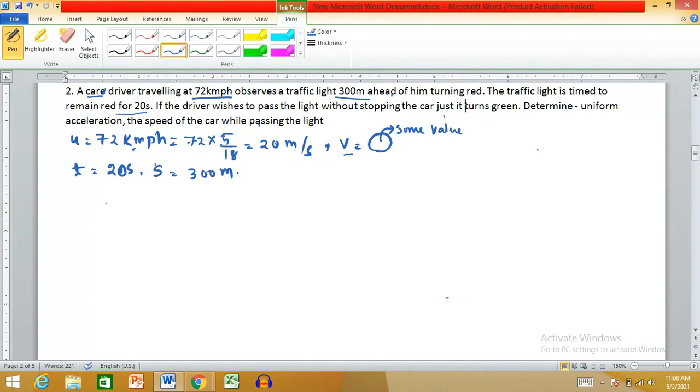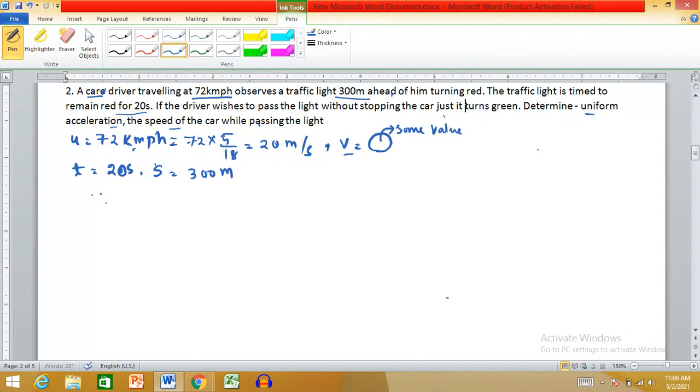Then what you need to calculate is the uniform acceleration and the speed of the car. From this you can easily say that as the driver has applied the brake, he must have reduced the speed. So we will calculate the acceleration, here the retardation. Okay, let us calculate.